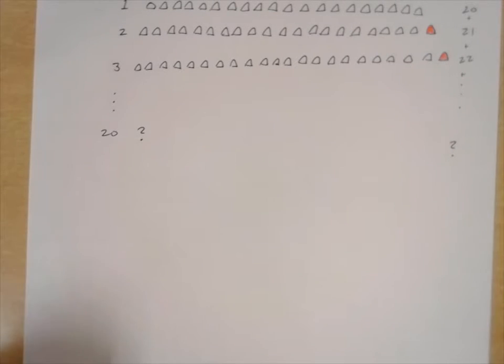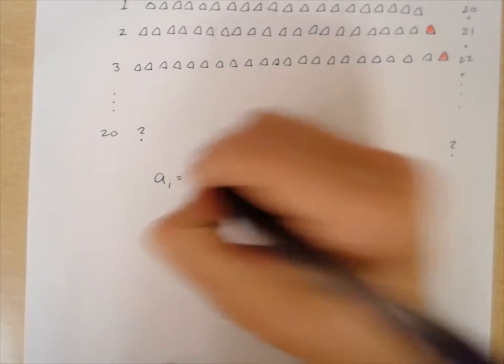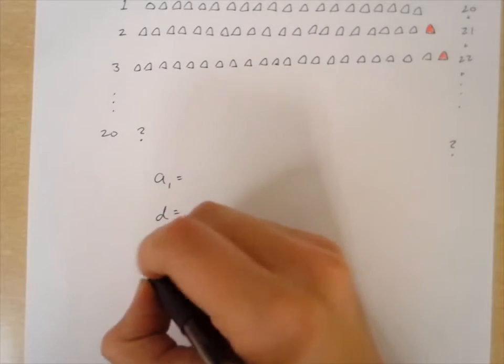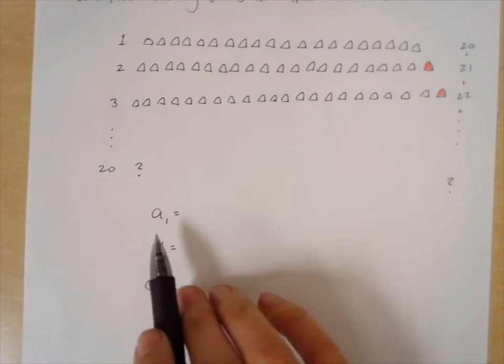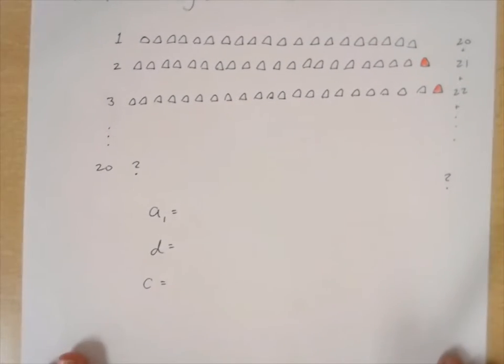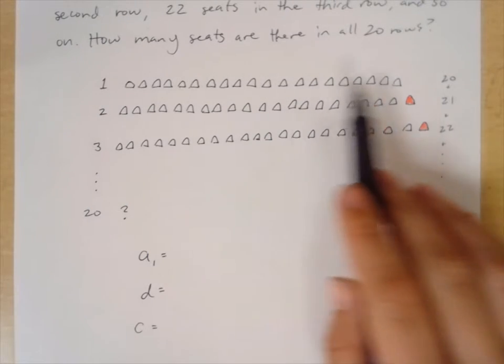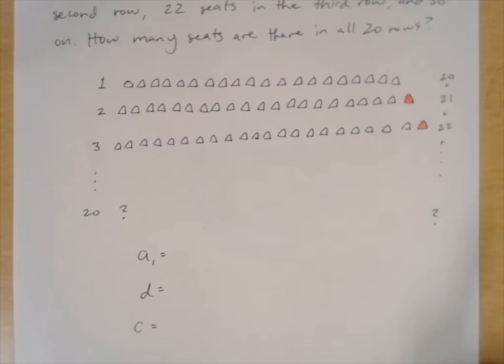So, to begin creating that formula, we're going to need to know some things. We're going to need to know what our a sub 1 is, what our difference is, and what our c value is. To find a sub 1, we can just look at this picture. Well, the first row had 20 seats. So the a sub 1 in the context of this problem is 20.